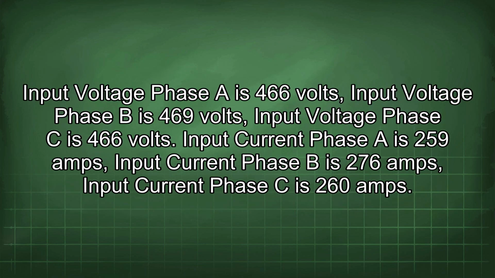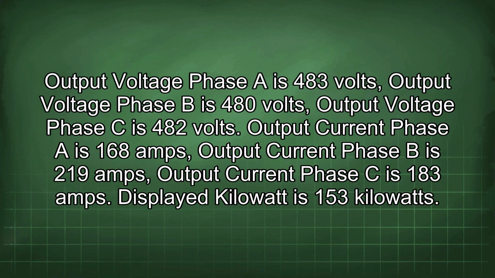Input voltage phase A is 466 volts, input voltage phase B is 469 volts, input voltage phase C is 466 volts. Input current phase A is 259 amps, input current phase B is 276 amps, input current phase C is 260 amps. Output voltage phase A is 483 volts, output voltage phase B is 480 volts, output voltage phase C is 482 volts. Output current phase A is 168 amps, output current phase B is 219 amps, output current phase C is 183 amps.